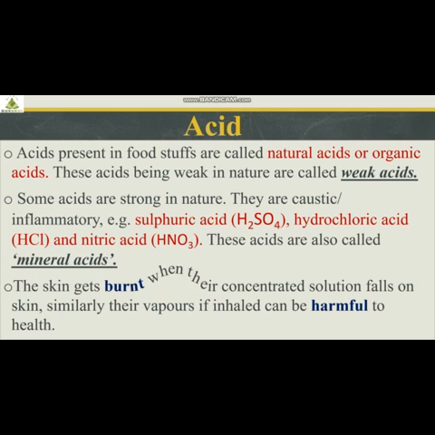The skin gets burned when their concentrated solution falls on the skin. Similarly, their vapors, if inhaled, can be harmful to health. So here we are talking about acids which are strong and concentrated. If there is any accident where our skin gets in contact with the concentrated solution of this acid, the skin might get burnt. If we inhale these vapors, they are very harmful to our health. So they have to be used with proper care.